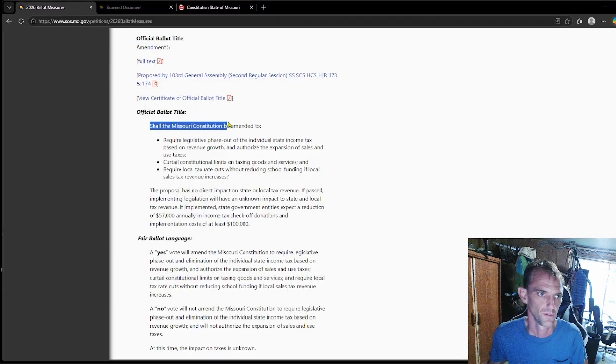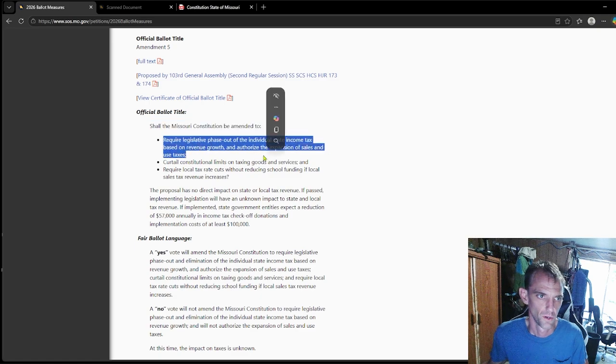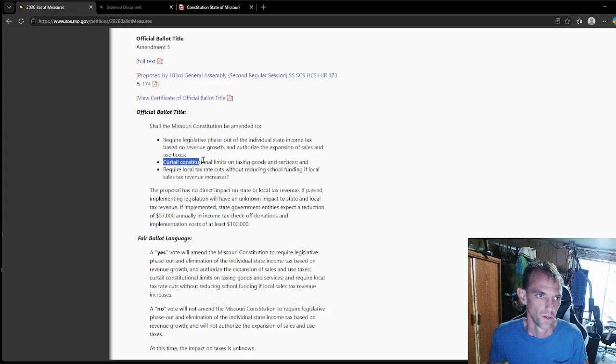Official ballot title: Shall the Missouri Constitution be amended to require a legislative phase-out of the individual state income tax based on revenue growth and authorize the expansion of sales and use taxes? Curtail constitutional limits on taxing goods and services and require local tax rate cuts without reducing school funding if local sales tax revenue increases.